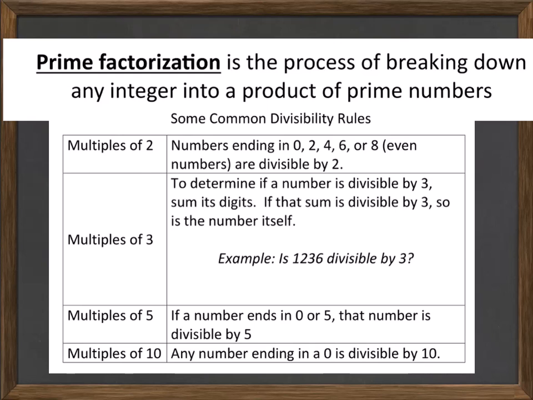So if you want to know if something is a multiple of 2, in other words, if 2 goes evenly into it, it is if it's an even number. Even numbers end in a 0, a 2, a 4, a 6, or an 8. What about multiples of 3? This is a little bit more tricky.